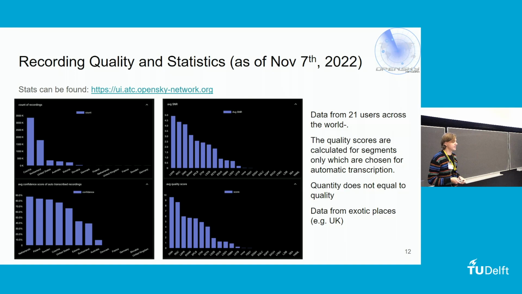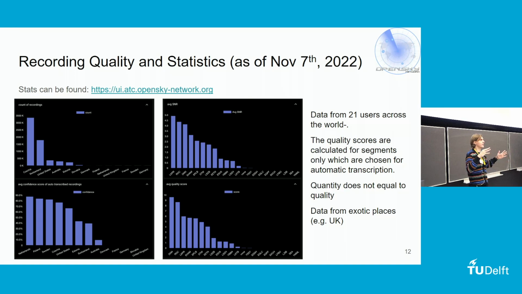Some recording quality and statistics as of Monday this week. Over here you see the count of recordings. So what constitutes a recording? When air traffic controllers and pilots communicate with each other, I guess it starts when an aircraft enters an airspace, then they will contact the air traffic controller, and they will say something. And this something that they say is one recording. And the air traffic controller then replies, and that's another recording.